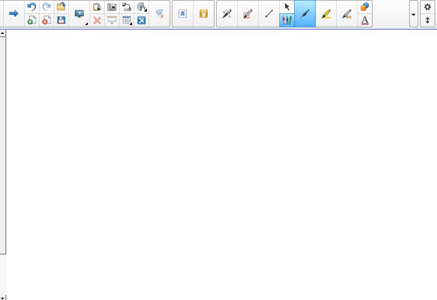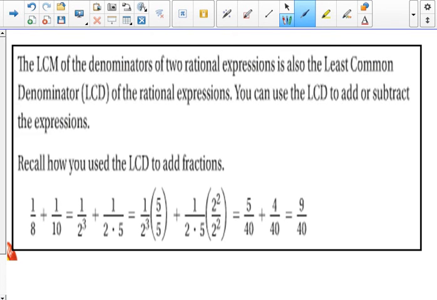Alright, so for the next problem set, it says the least common multiple of denominators of two rational expressions is also the least common denominator of the rational expressions. So we do the same thing for our rational expressions. We have to have a least common denominator. And we're going to use this to add or subtract our rational expressions. Okay?